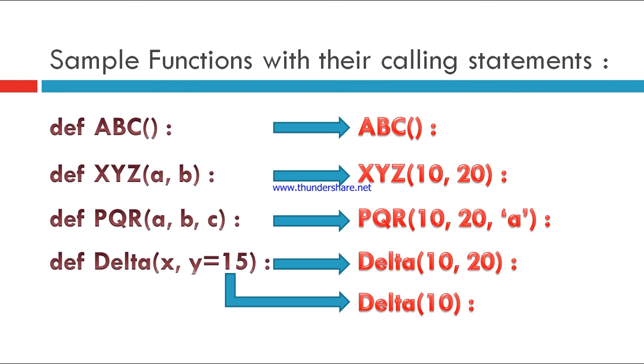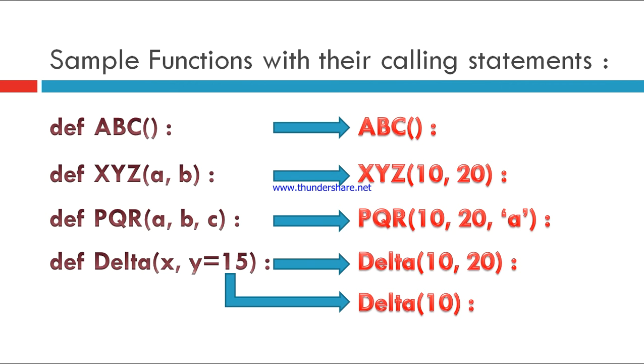If you want to call this xyz function, you just write the name of the function xyz, then you have to supply two different values to the function, 10, 20, right? So two input arguments are demanded by the xyz function, and we are going to supply two different input arguments. 10 is going to be stored in variable a, 20 is going to be stored in variable b. Clear?